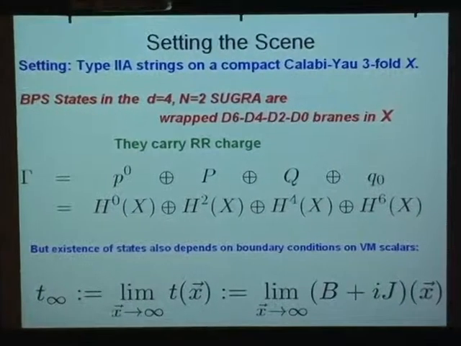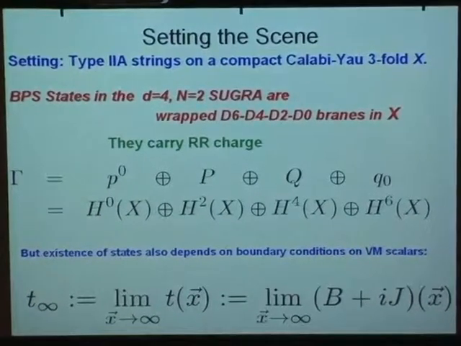So our setting is type 2A strings on a compact Calabi-Yau threefold X. The BPS states in 4 dimensions are wrapped branes of even dimension on X. These BPS states carry Ramond-Ramond charge. The charge today will be in the even cohomology of X. So P upper 0 is the D6 brane charge, lives in H upper 0. Capital P is the D4 brane charge. It's a degree 2 cohomology class. D2 charge, capital Q. D0 charge, little q naught, is a 6 form, or often identified with a number.